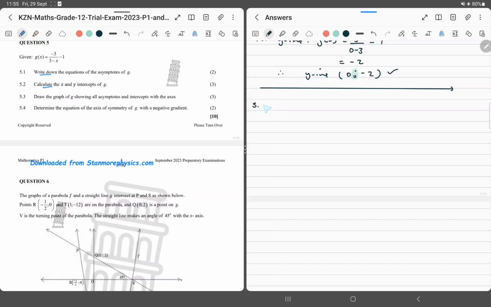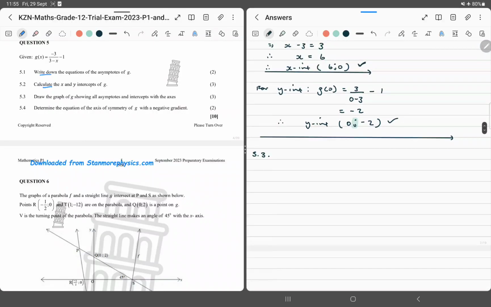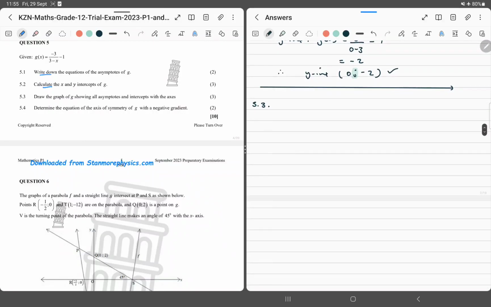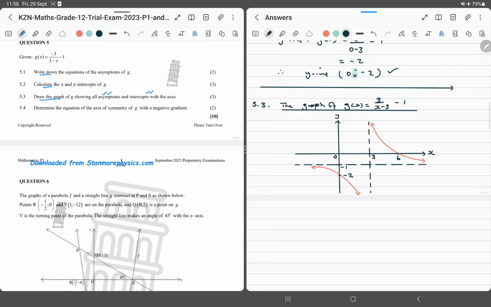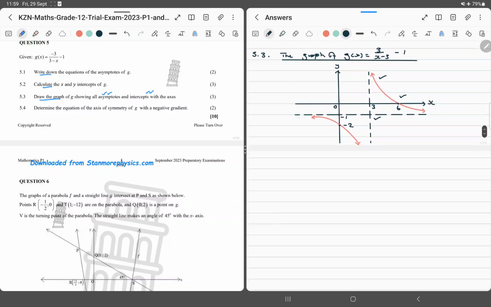So 5.3. What is it? Draw the graph of g showing all asymptotes and intercepts with the axes. That's easy, so let's just do it quickly. Okay guys, there is our graph. Nice and easy. When you're doing a sketch, you're just doing a sketch. Don't be doing silly things. Capture the intercepts, any one of them, and then the shape is important, and our asymptotes. So that is great. This is how those 3 marks are scored.